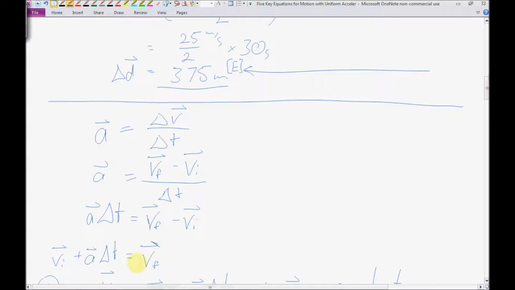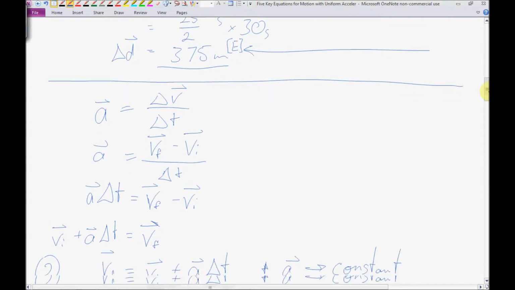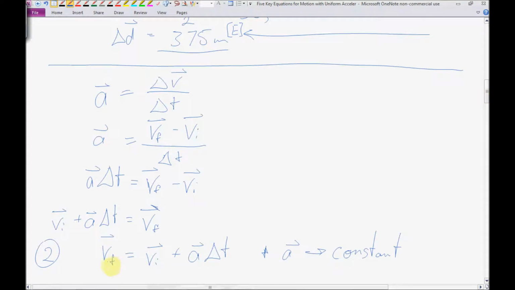And so solving for Vf, Vi was taken over to the left side and made positive, so Vf is equal to Vi plus a delta t. Final velocity is equal to initial velocity plus acceleration times the change in time. And that's our equation 2. And again, equation 2 will only work as long as acceleration is constant.